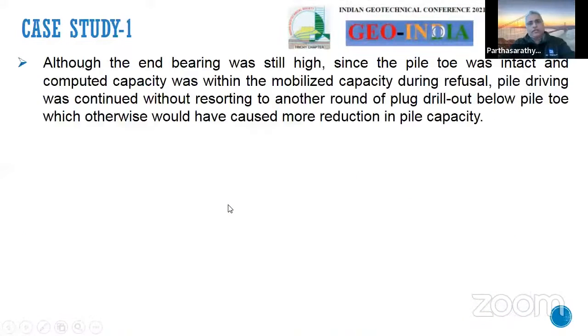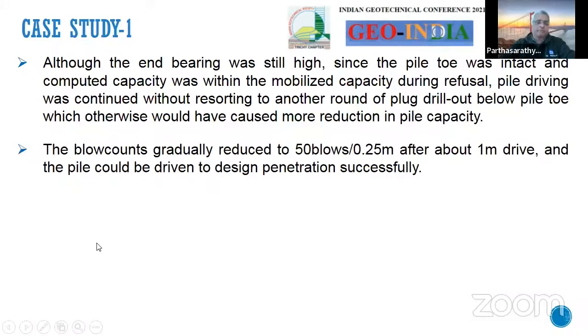I'll show it in the next graph. Although the end bearing was still high, since the pile toe was intact, the computed capacity was within the mobilized capacity during refusal, and the pile driving continued without resorting to another round of plug drill out below the pile toe, which otherwise would have caused more reduction in the capacity. When the pile reached about 1 meter from the refusal depth, the blow counts actually reduced, and the piles could be driven successfully to the target penetration.